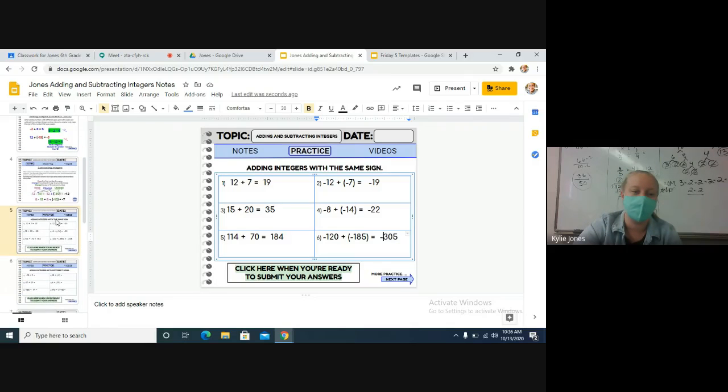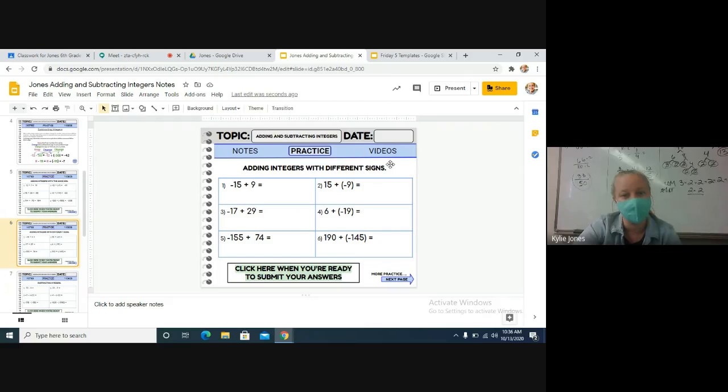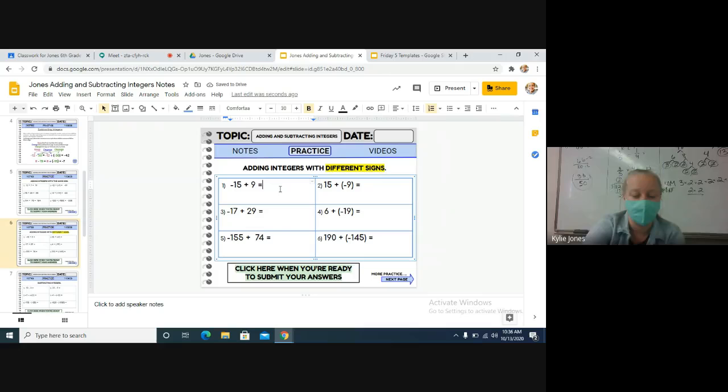Now, let's look at our next slide. Slide number 6. This one has the different signs. So this time, we need to be a little bit more careful with how we do it, right? We have -15 plus 9.